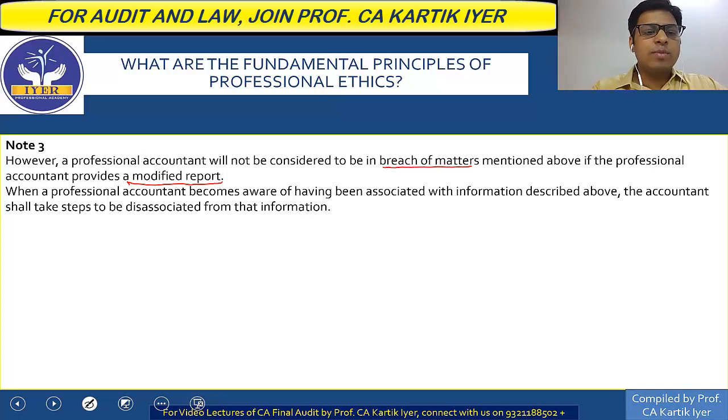Next is, when a professional accountant becomes aware of having been associated with information described above, the accountant shall take steps to be disassociated from that information. So he should take steps to disassociate himself if he comes to know about any information that talks about some wrongdoing that is happening. He should quickly disassociate himself from that engagement as early as possible. So that is given in note 3.